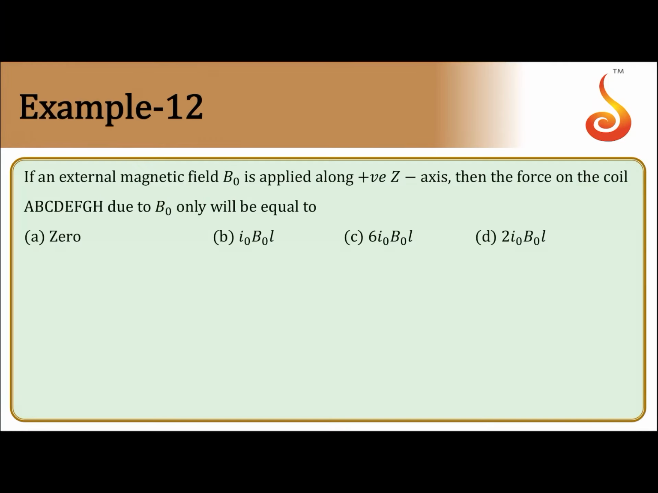Then, if an external magnetic field B naught is applied in the positive Z axis, then the force on the coil ABCDEFGH due to B naught only on it is equal to. So we know the field applied is uniform. It's a closed current loop placed in a uniform magnetic field, so the force on the current loop must be equal to 0. So this is option A.